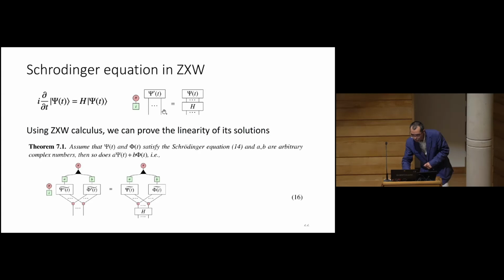Using the sum method and the properties of the control states, we can show purely by diagram that any linear combination of solutions of the Schrodinger equation is also a solution, so its solutions satisfy linearity. We can show this property by this diagram. When we do the proof, we fill in all the boxes with the ZXW calculus.